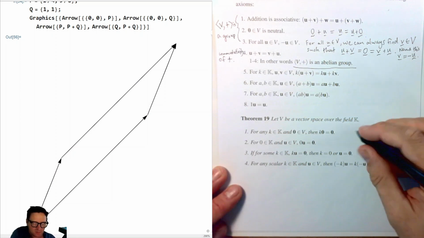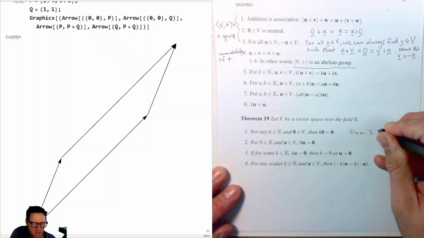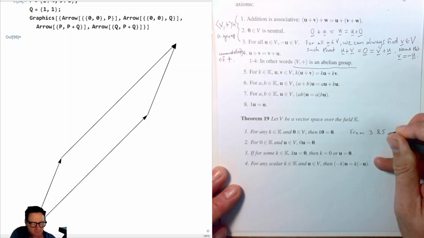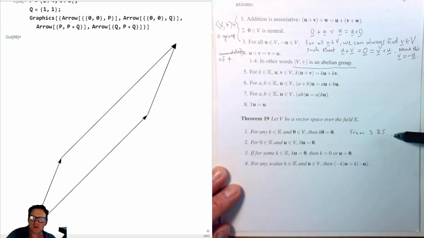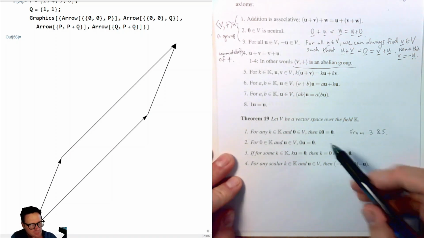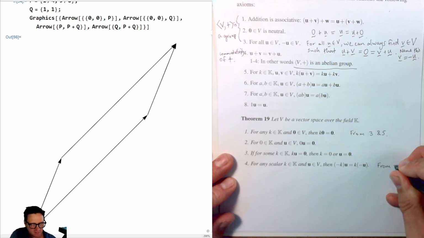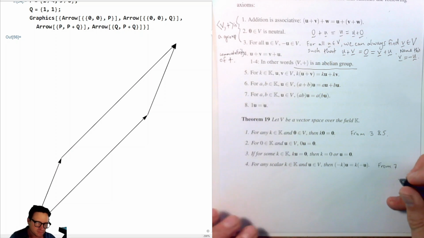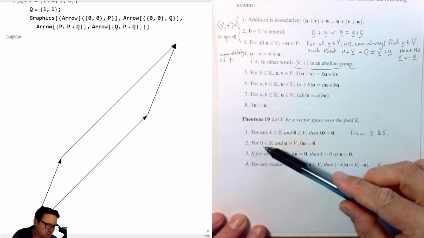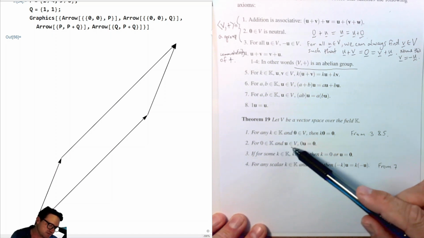All right, so for example, this one is a consequence of 3 and 5 together. So you can go ahead and use axioms 3 and 5 of a vector space to show that property 1 of theorem 19 holds. And then for another example, this one is a consequence of number 7.